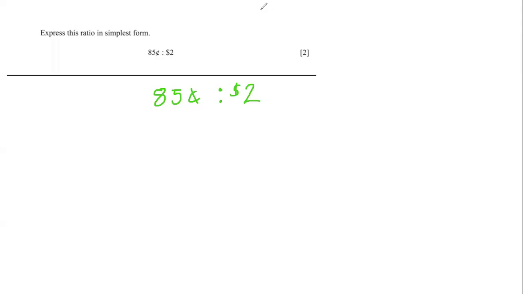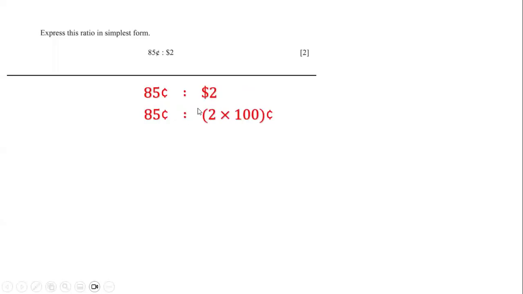So let's go ahead and do it. We have 85 cents to $2. In order for me to change it, I'm gonna multiply 2 by 100. I just want to show the working. So 2 times 100 gives me what? 200. So now I have 85 cents to 200 cents. So how am I going to simplify this?